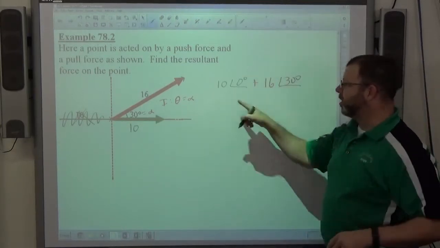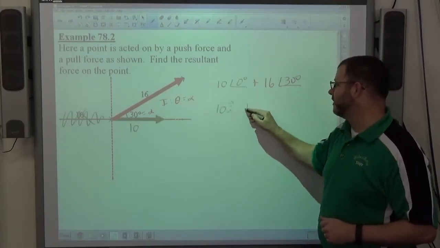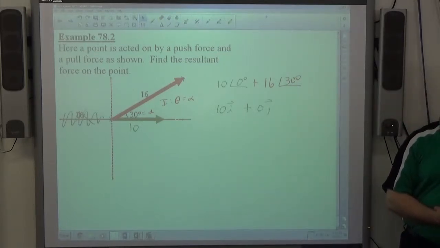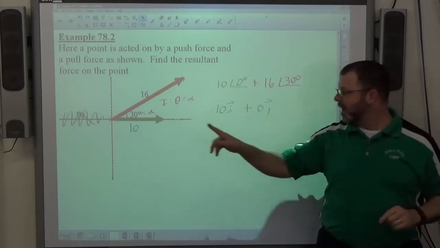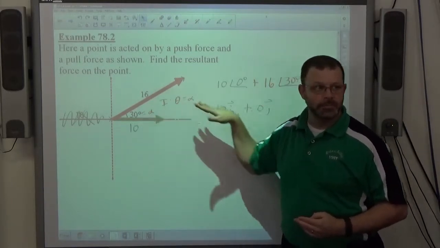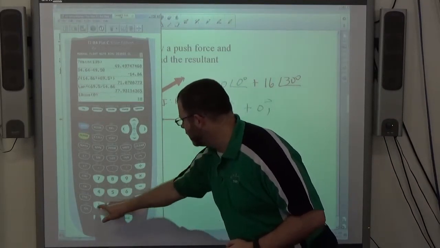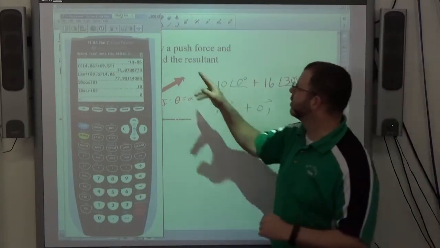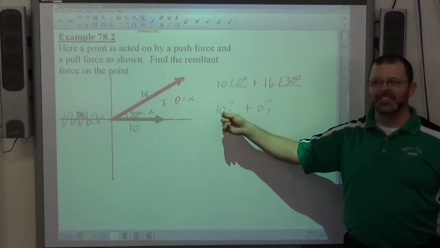Now, I could type in 10 cosine 0, 10 sine 0 on my calculator. I could also just write 10i plus 0j. How in the world did I do that? Because you're not adding. What do i and j represent? How far you go horizontally and how far you go vertically, right? I'm going 10 horizontally, 0 vertically. 10 to the right, 0 up or down. If I type it in, though, watch: 10 cosine 0, 10 sine 0. It's like magic. Again, a non-slanted vector only has one number, and the other is going to be 0.